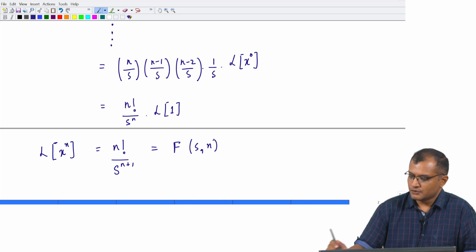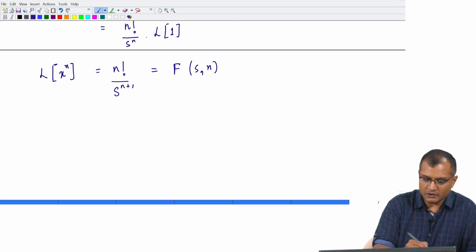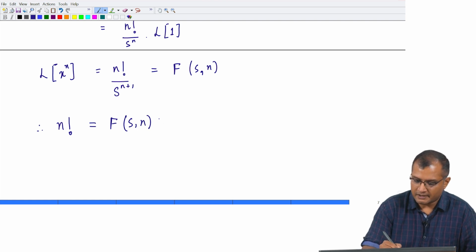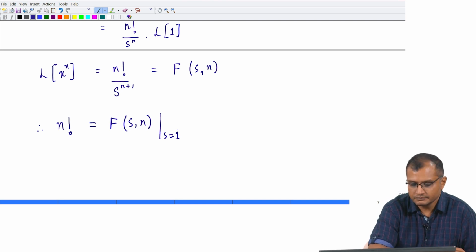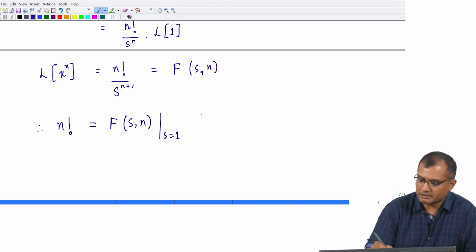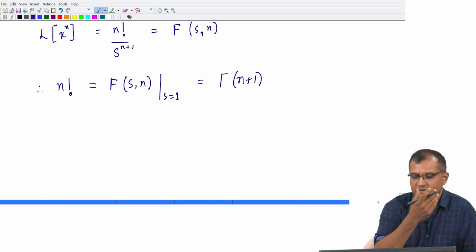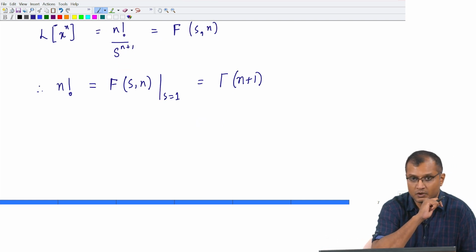Okay. So, the definition of n factorial is also the value of this function, the Laplace transform taken at s equals 1, and this can also be defined mathematically as a gamma function in such a way that gamma n plus 1 is always n factorial. It is just a definition, nothing more than that.